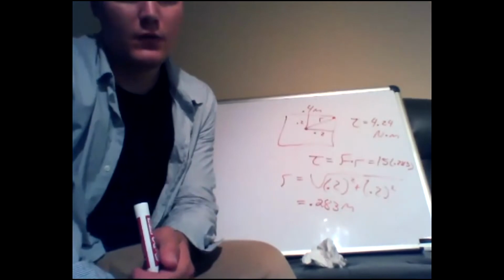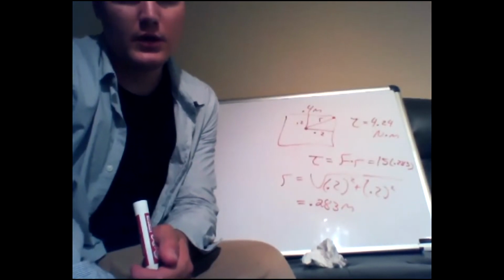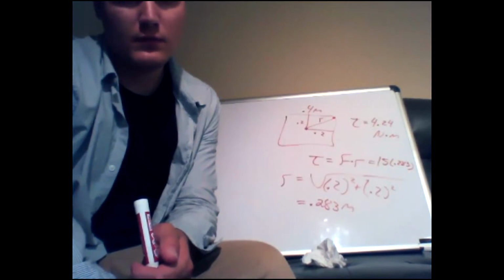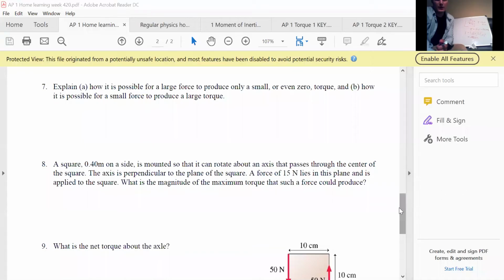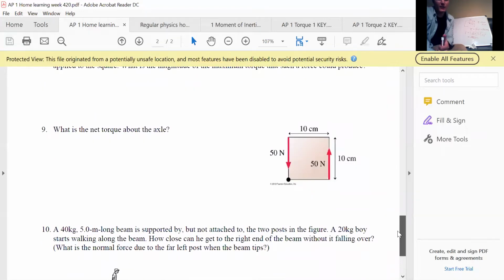Okay, let's try to fit in one more problem. Let me do my screen share. Okay, there it is. All right, so number 9 says, what is the net torque about the axle? If you look at this problem, this little dot right here represents the axle. First off, this 50 newtons right here that's going straight towards the axle has a distance of 0 from the pivot point, and so that's not going to make it rotate at all. But this 50 newtons on this side over here will make it rotate. And what distance is it from that axis? Well, it's just 0.1 meters.